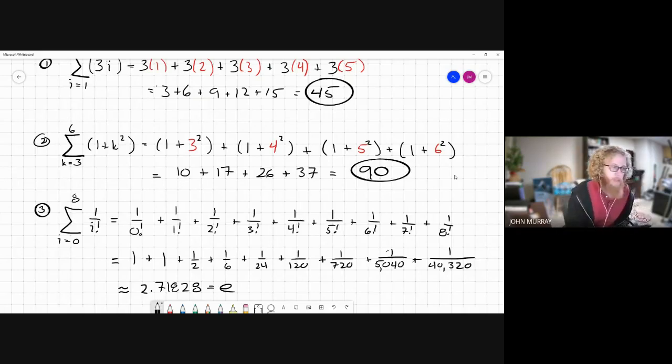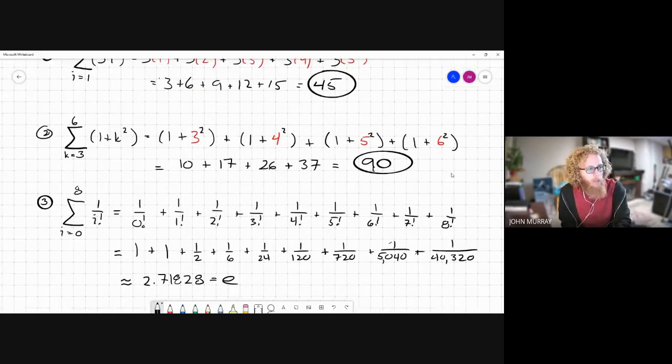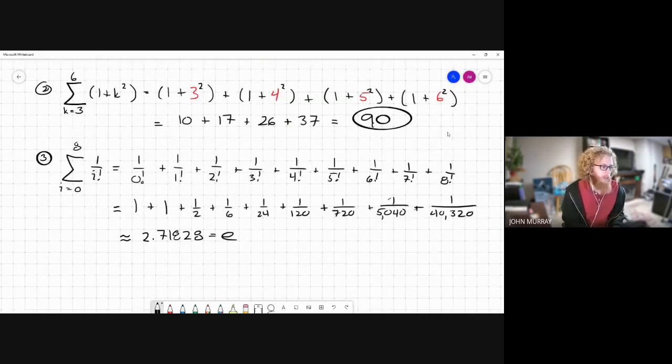Now, we can get real fancy. I'm not going to calculate this, or I'm not going to go over this right now because it's kind of outside of our pay grade.